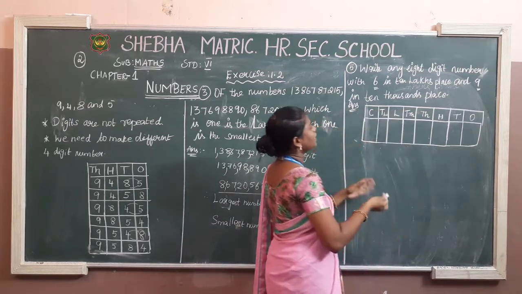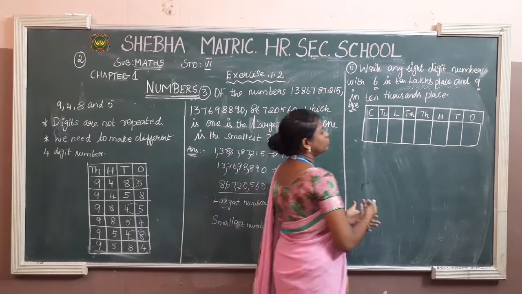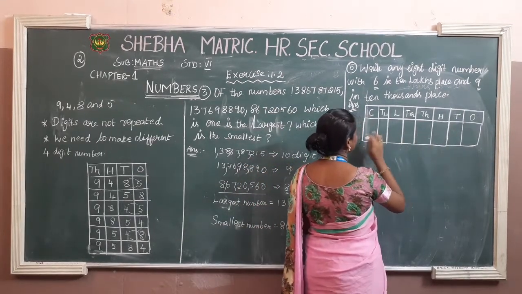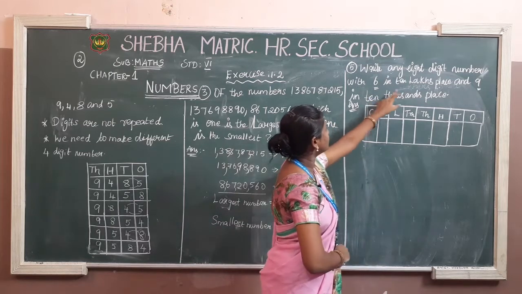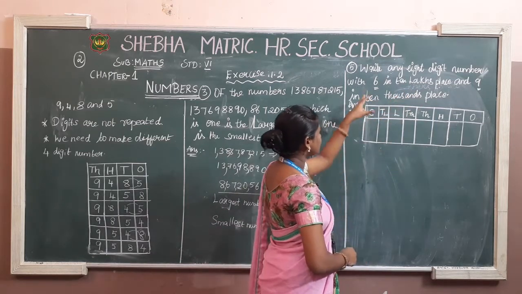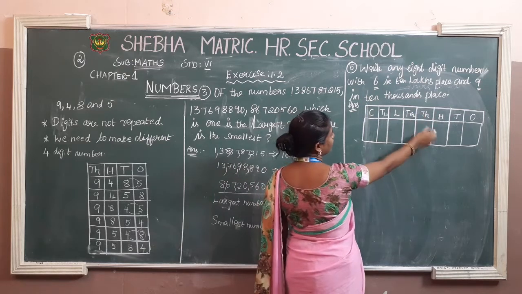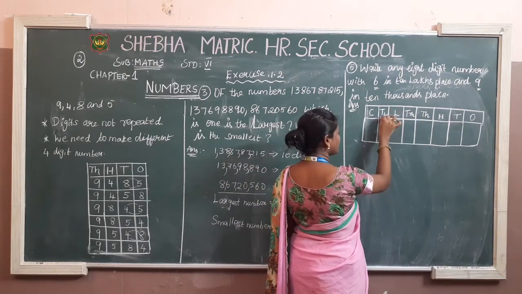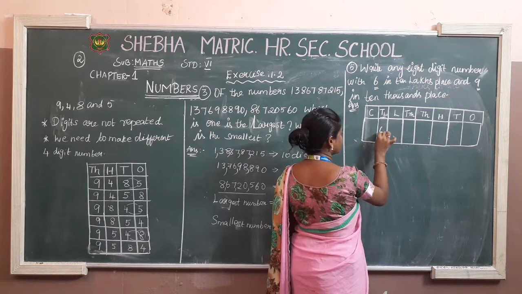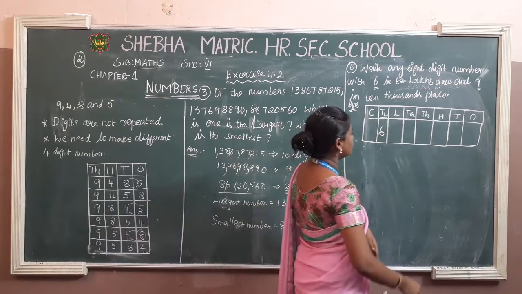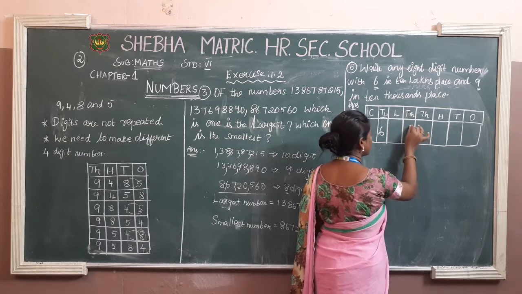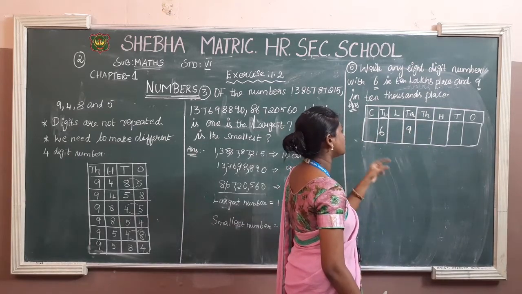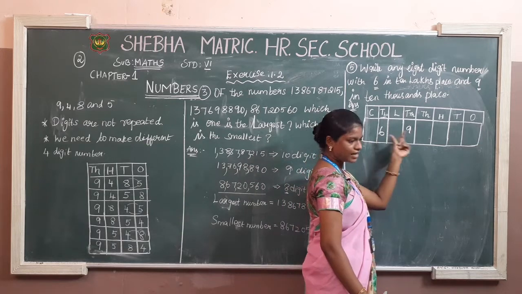Write any 8-digit number. So we can write only an 8-digit number: 1 2 3 4 5 6 7 8. So 8 digits. 6 in the 10 lakhs place. So in the 10 lakhs place, the value is 6. Then 9 in the 10,000 place. So this is the 10,000 value, and 9 is there. So write any 8-digit number. The hint is 8, 6 and 9.